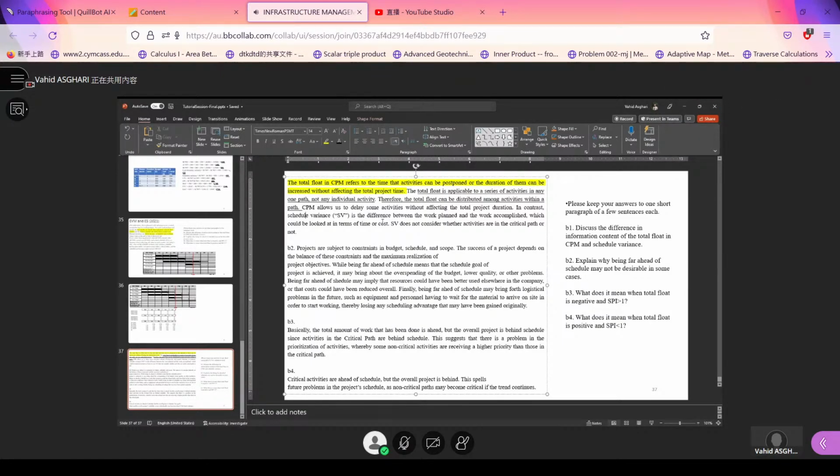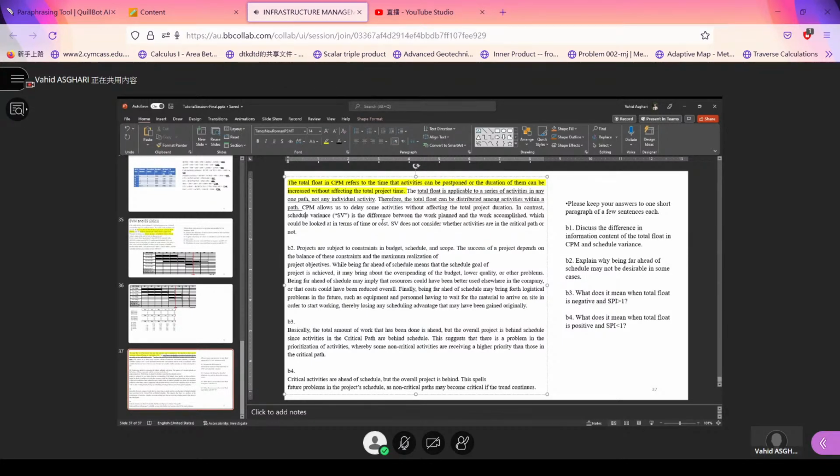This question is basically just asking you to define what is total float. I asked you, and nobody told me what is the definition of total float or free float. I asked you what are the differences between the total float and free float, what are the definitions, and nobody did. Please go and study these ones.